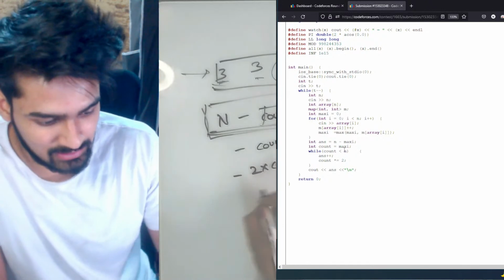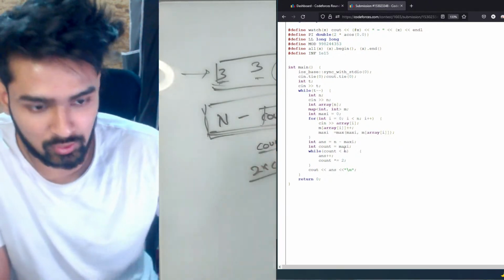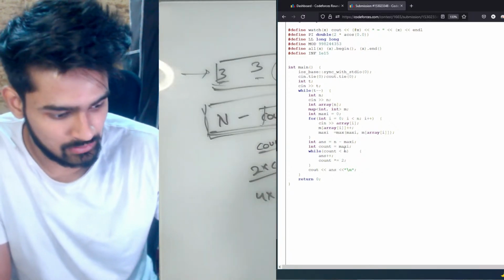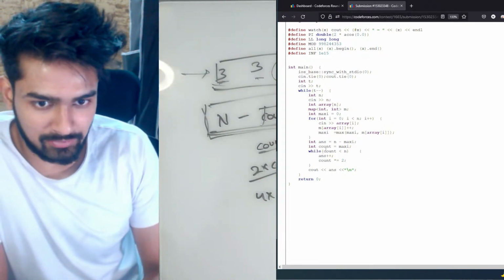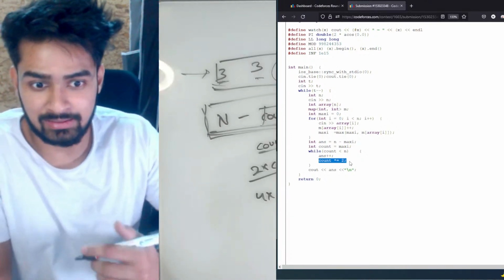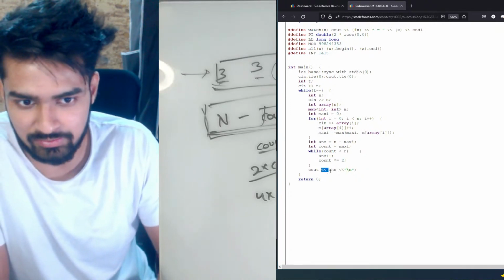So initially in the very first array you had count max elements, next time you had 2 times count max, next time you'll have 4 times count max, and so on. And the number of times you do these operations, you'll multiply count by 2, because that is the number of operations you are doing. And that's it. Then in the end you just print the answer.